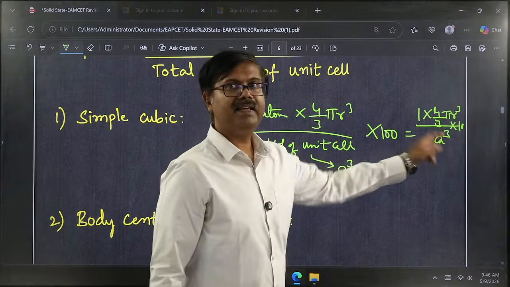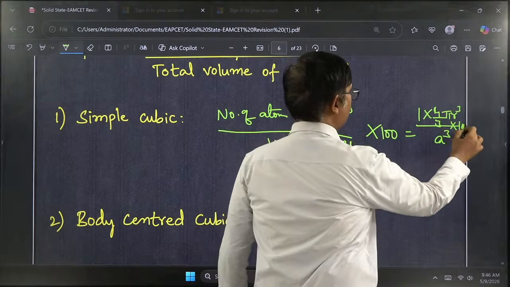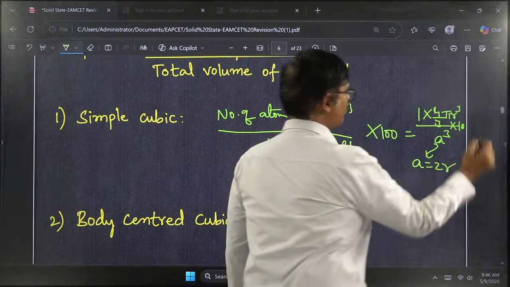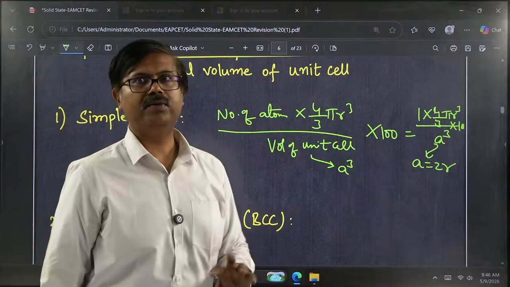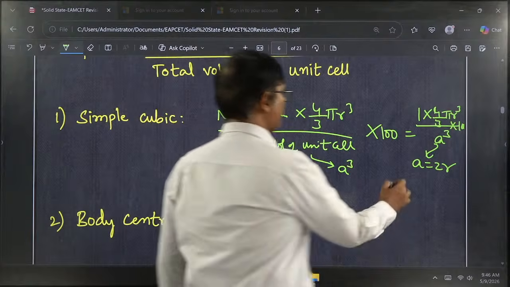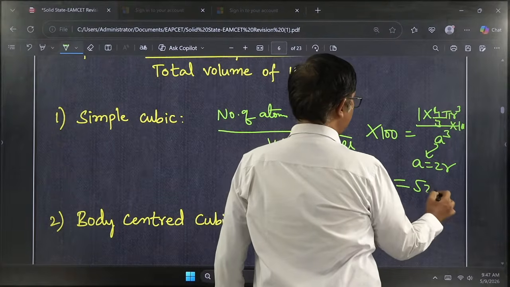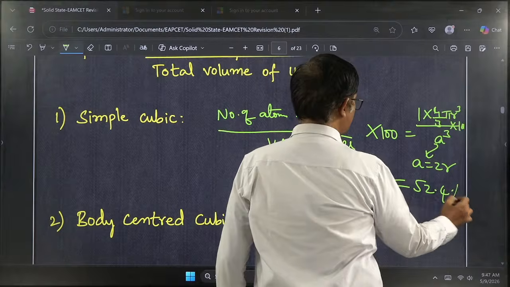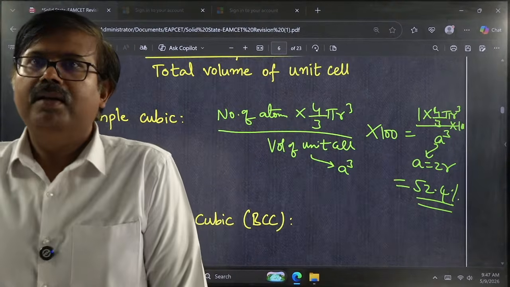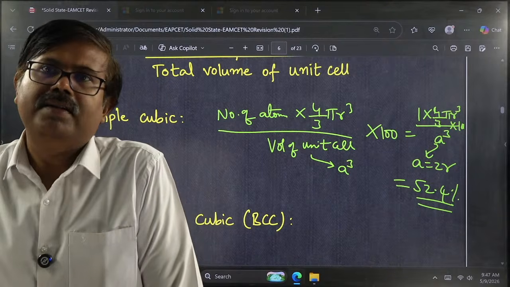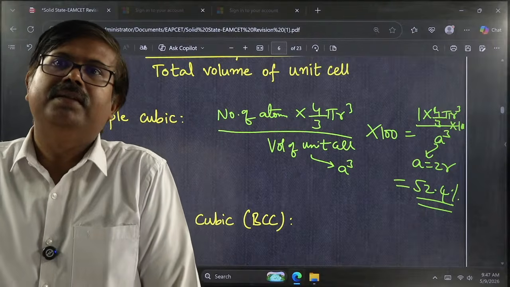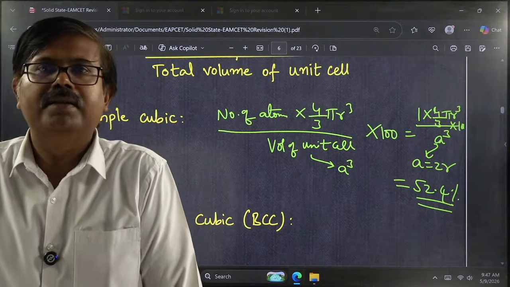Next, what is the a value? We know the simple cubic relation, a is equal to r. You have to substitute that a is equal to r and then simplify this mathematical relation. You will get finally around 52.4 percent. So in simple cubic, around 52% is occupied. That means around 48% is empty space in simple cubic. That is what it means.